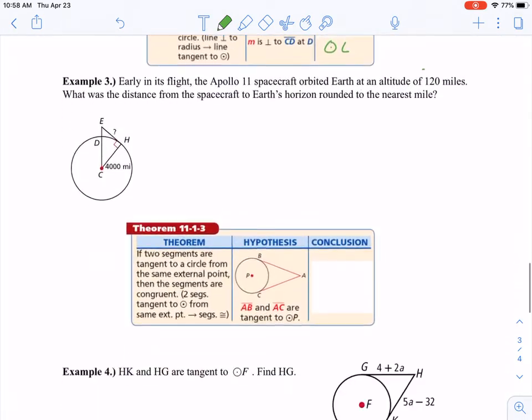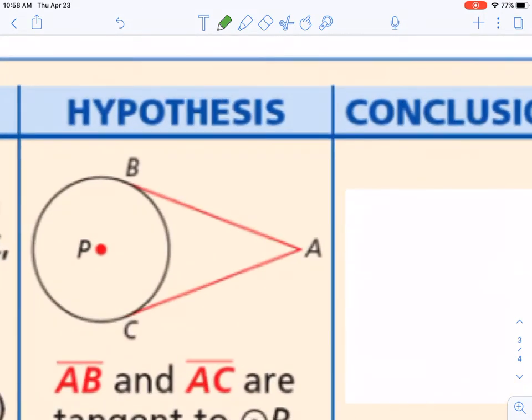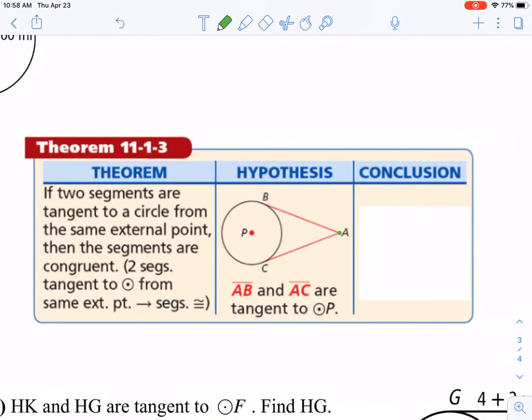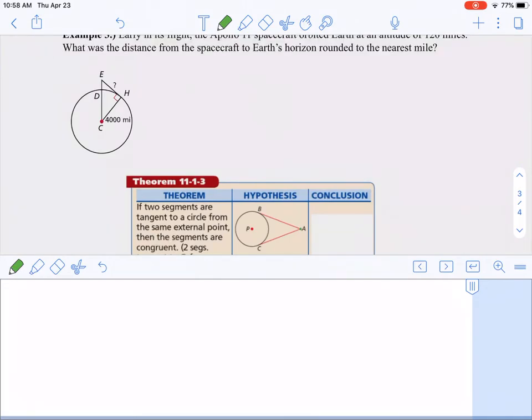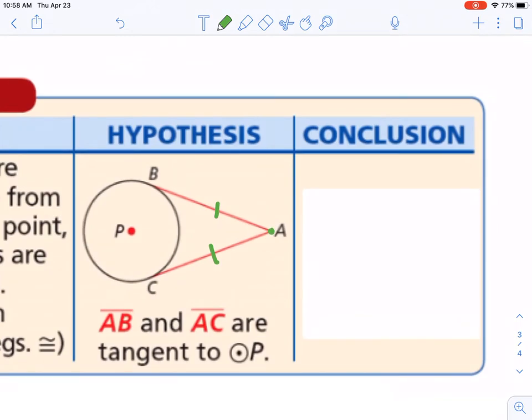All right. And then the final theorem that we're going to go over today is that if two segments are tangent to a circle from the same external point, so in this case the external point would be right here, point A, then the segments are congruent. So in this case, what that is saying is segment AB would be congruent to segment AC. And that's what we're going to write here.